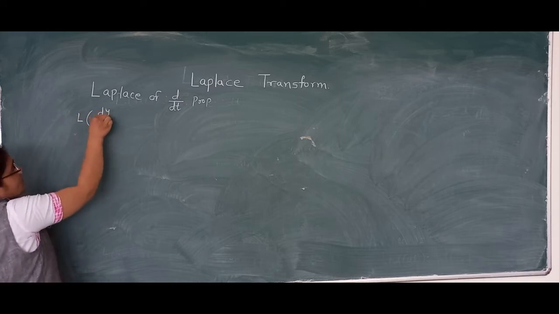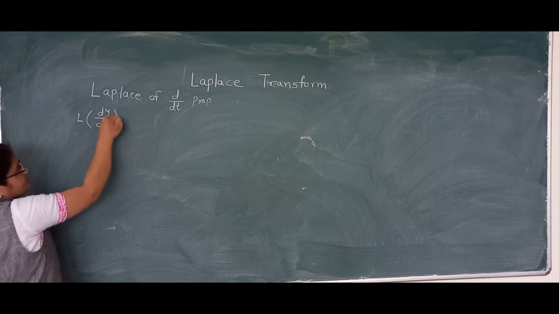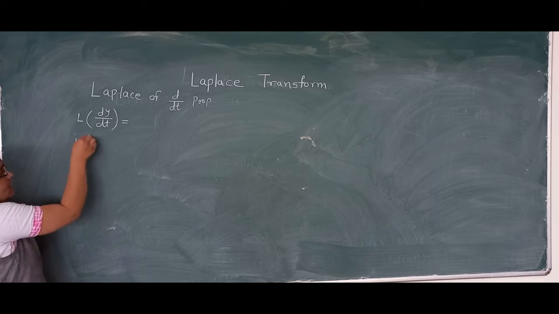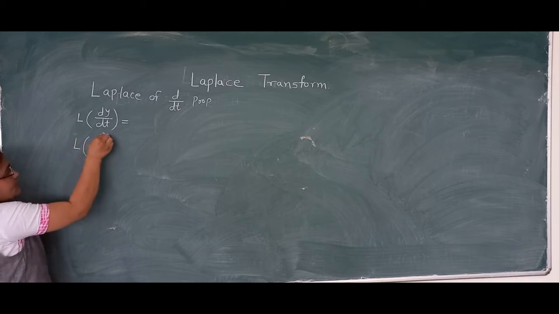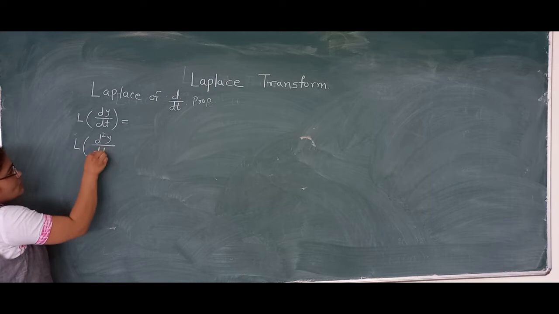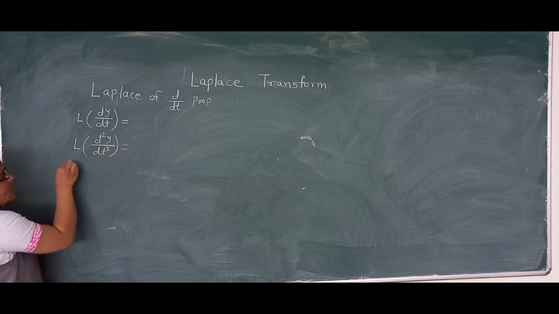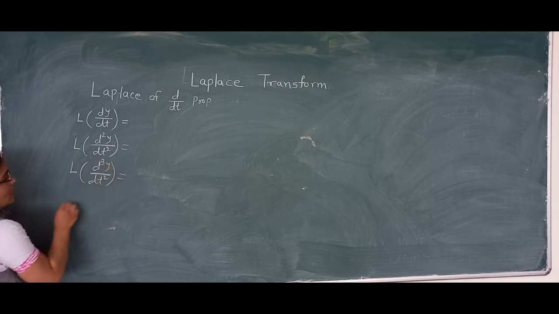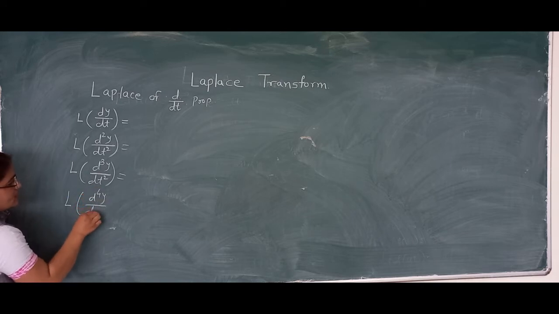Laplace of dy upon dt is equal to, I will write up to 3 derivatives, that is Laplace of d2y upon dt square, Laplace of d3y upon dt cube, and Laplace of d raised to 4 y upon dt raised to 4.